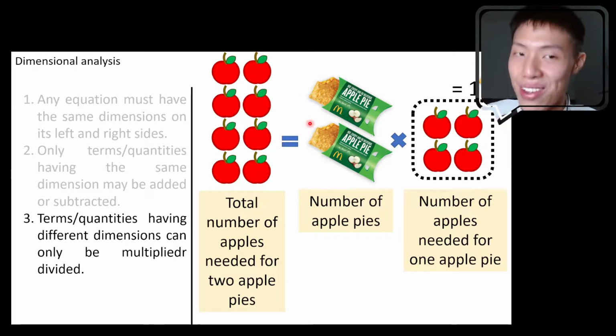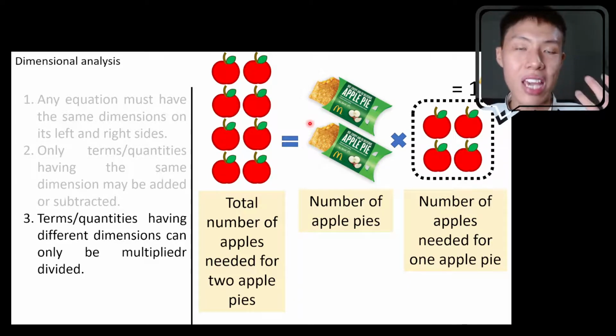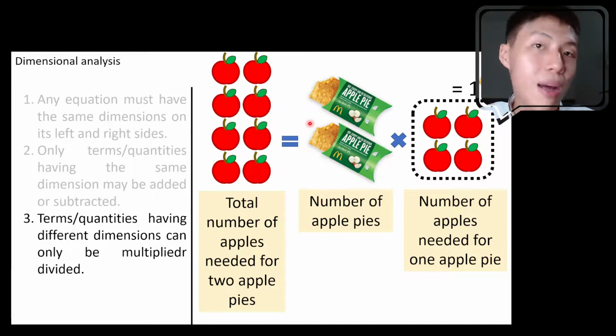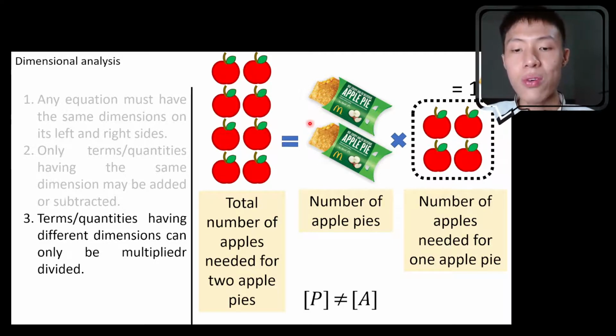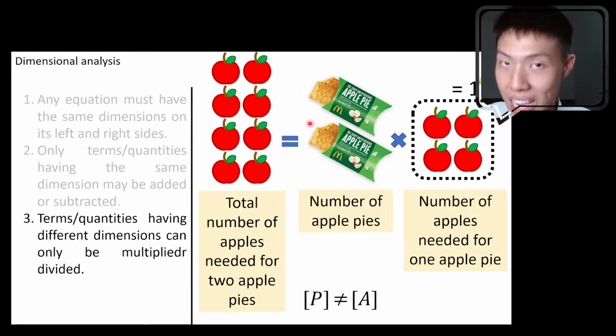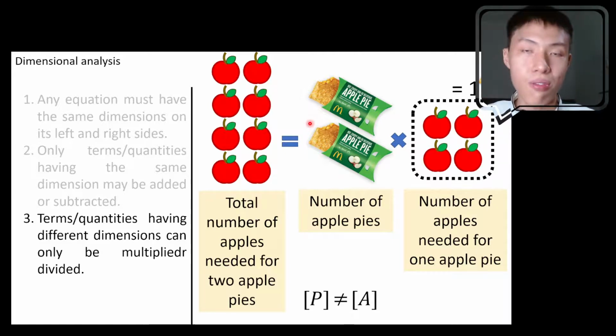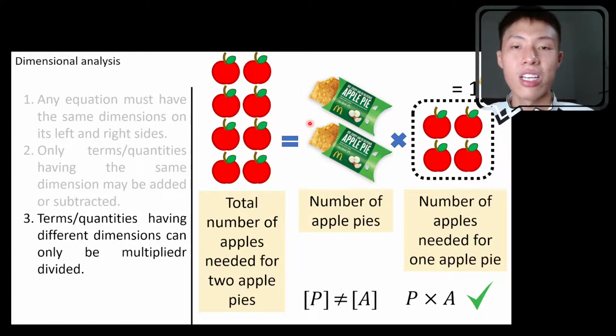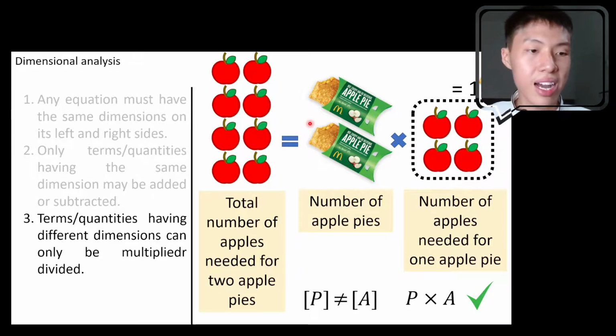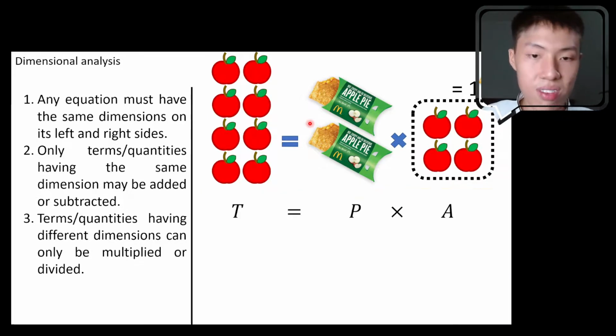Okay, it's still a very logical situation now, right? If we put it into a multiplication. So 8 apples here is the total number of apples needed for 2 apple pies. So now in this situation, even though P, the number of apple pies, and A, the number of apples needed for one apple pie, don't have the same dimension, we can still multiply them together. There's no problem with it. Okay, so that's the idea behind the third rule, the third criteria over here.